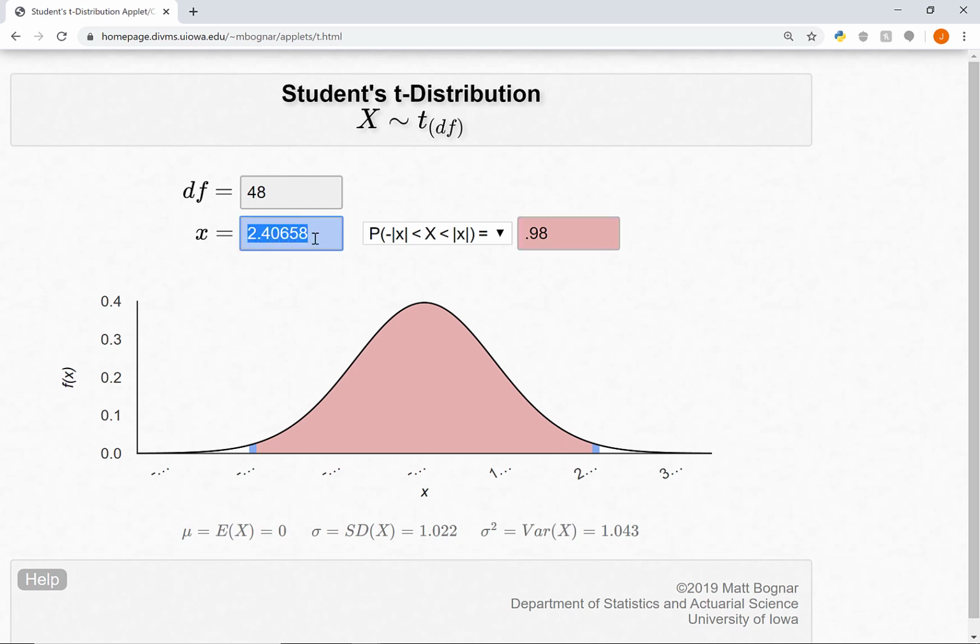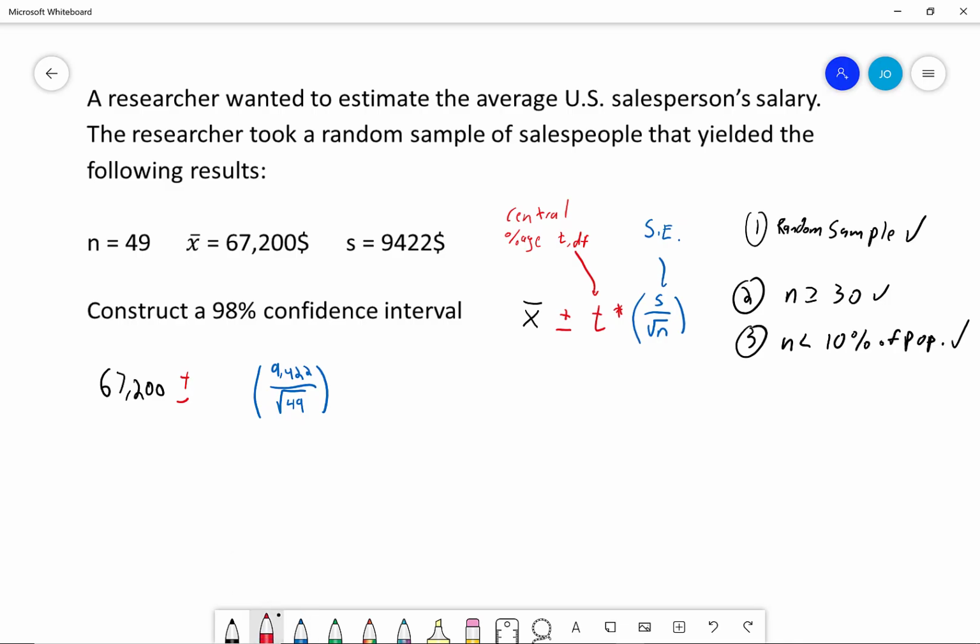2.41 standard deviations in each direction, 2.41 positively and negative 2.41, that is going to contain the central 98% specifically on a t-distribution with 48 degrees of freedom. Right? This is not true for every t-distribution. It's only true for specifically a t-distribution with 48 degrees of freedom. So our t-star value is plus or minus 2.41. Again, it's actually two values.